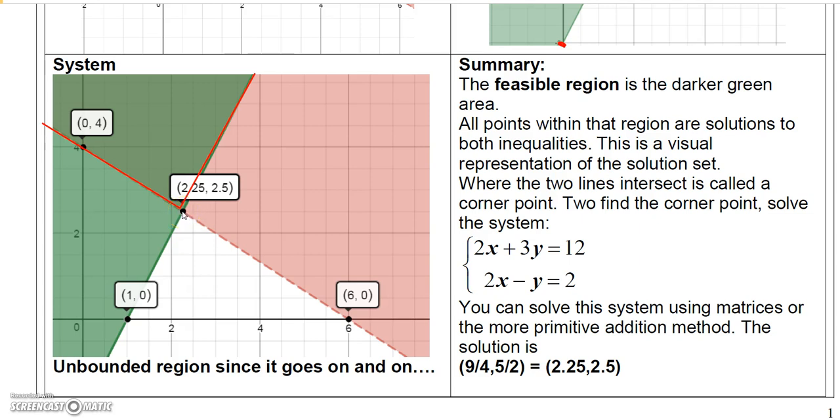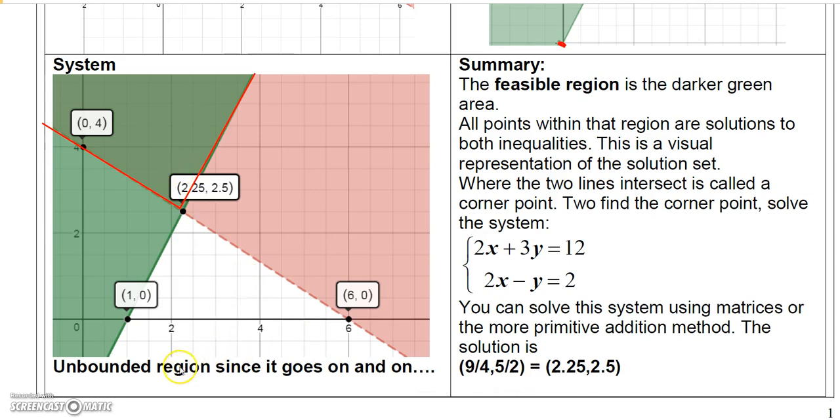This is actually a corner of the region. And so if you wanted to find that point where those two lines intersect, all you do is solve this system of equations here that makes up that point of intersection. So if you solve the system of equations here using any of the methods we learned from the last module, you'll actually find that this point is 9/4 and 5/2, or 2 1/4 and 2.5.